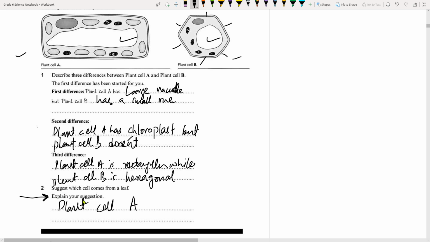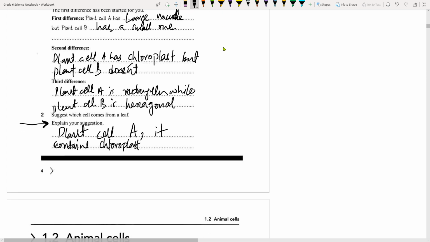So explain your suggestion. You also have to give the reason why you're saying this. It's because it contains chloroplast, and because the chloroplast does the photosynthesis, so that's why it needs to be up in the plant cell to do its function. Because this appears to be a root cell for me. It would be a root cell, not the root hair, but the root cell. Keep in mind, root hair cell has a hair coming out of it, but the general root cells, they look like these. Okay.